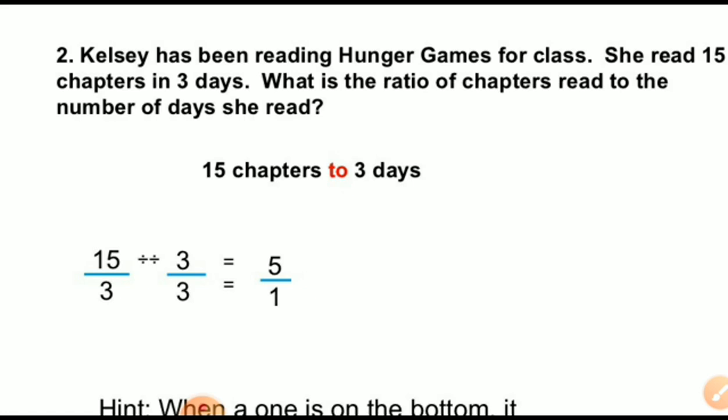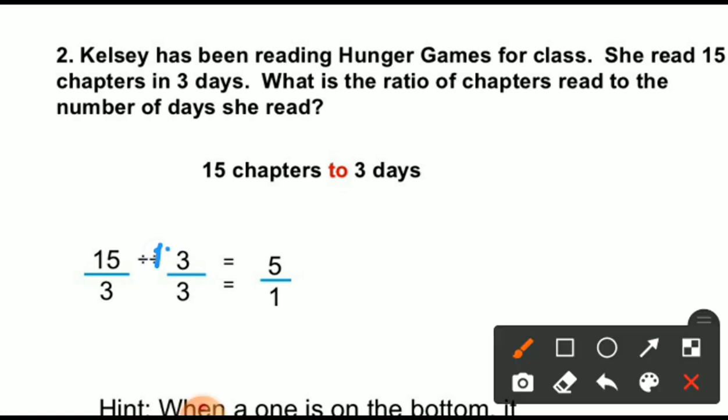Now say, Kelsey has been reading Hunger Games for class. She read 15 chapters in 3 days. What is the ratio of chapters read to the number of days she read? My dear student, here you can find one girl is reading; how much she is reading, that we have to find out in days. 15 chapters to 3 days. 15 upon 3. So 15 divided by 3 and 3 divided by 3. Your tables are coming in the 3 table. So 15 divided by 3 we get 5, and 3 divided by 3 is 1.